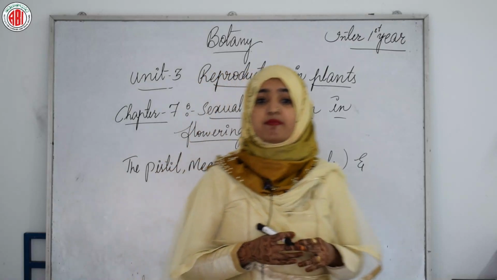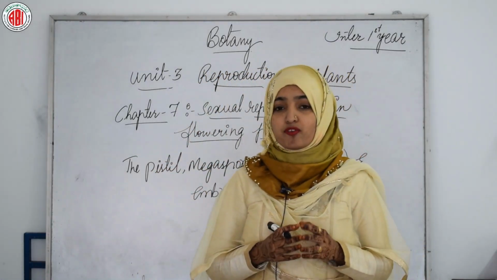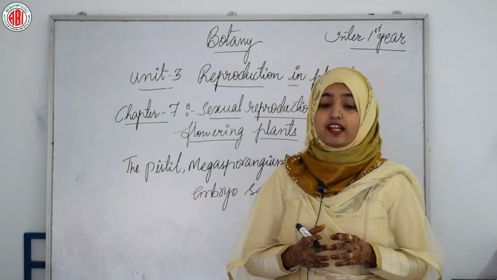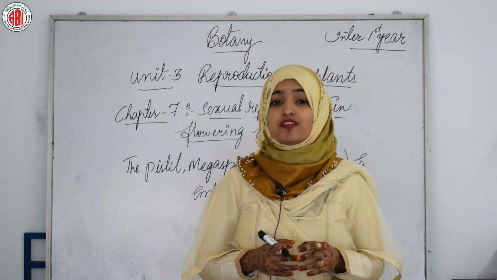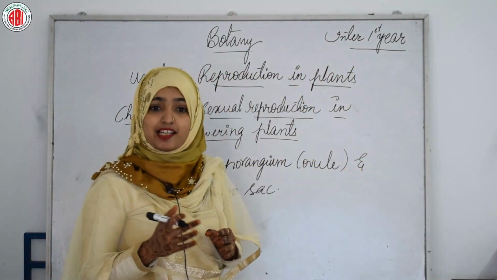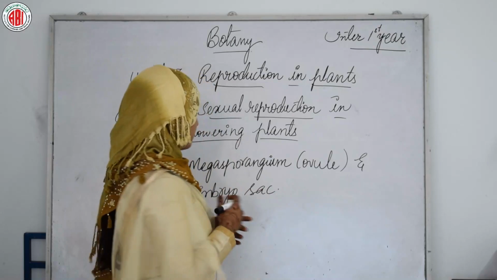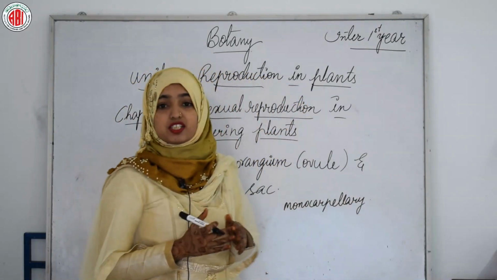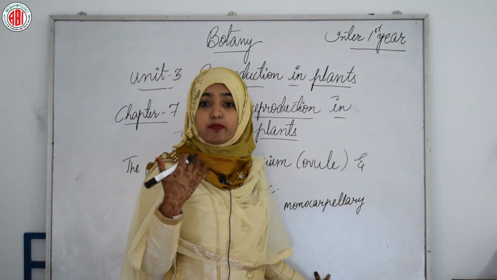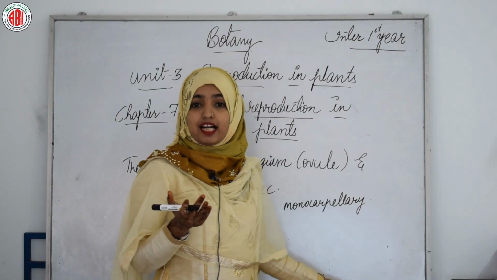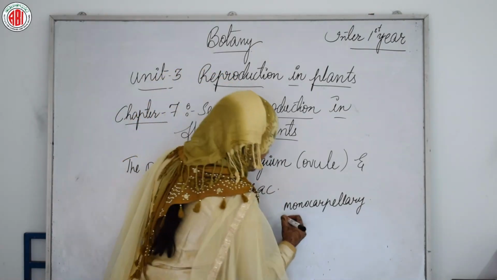The gynoecium represents the female reproductive part of a flower. We have already discussed this, right? The gynoecium may consist of a single pistil, in which case it is called monocarpellary, or it may have more than one pistil, in which case it is called multicarpellary.